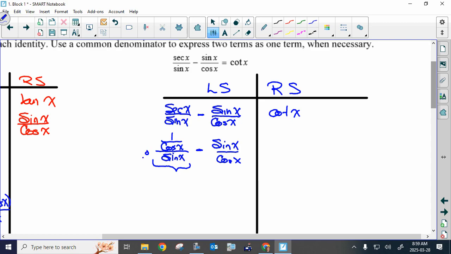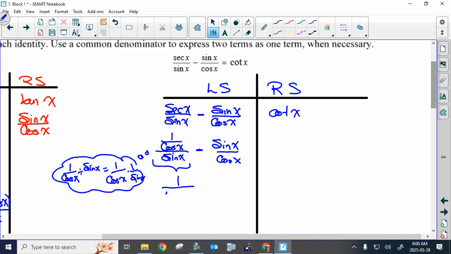So what's 1 over cos x divided by sine x? Like, what would that become? When you multiply by the reciprocal, the sine x joins the bottom, right? It becomes 1 over sine x. Do you guys see that this becomes 1 over cos x times sine x?